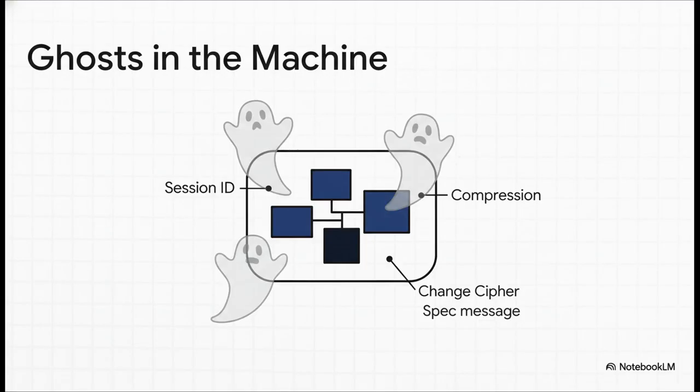And it's not just the ChangeCipherSpec message, by the way. Other fields that used to be important in older versions, things like session ID and compression options, are also thrown into the handshake just for looks. They're filled with dummy values, but TLS 1.3 doesn't use them at all. They're basically ghosts in the machine, just there to keep the old hardware from freaking out.